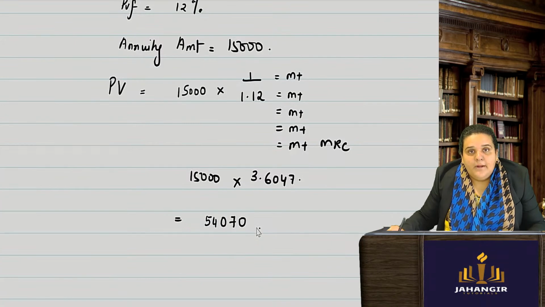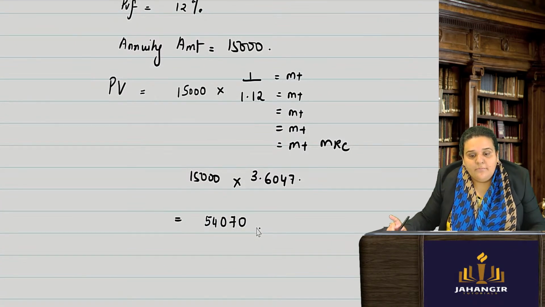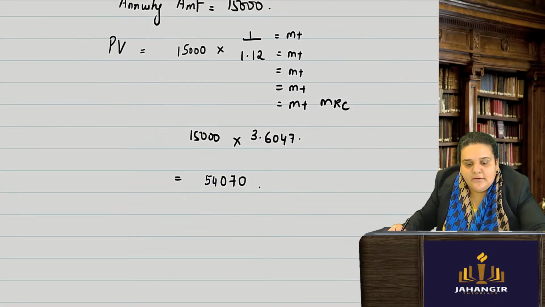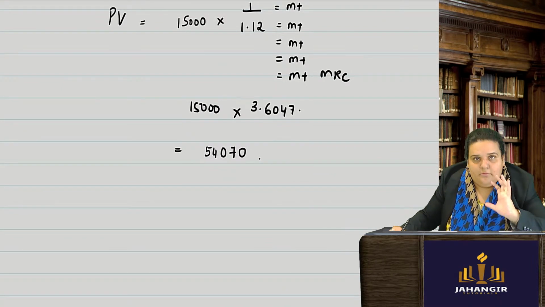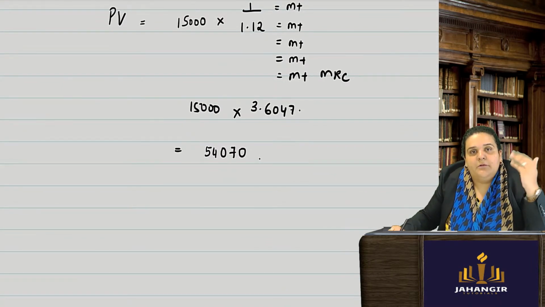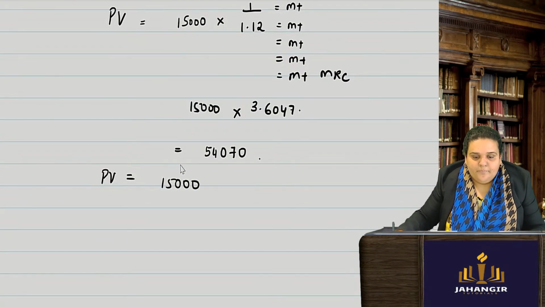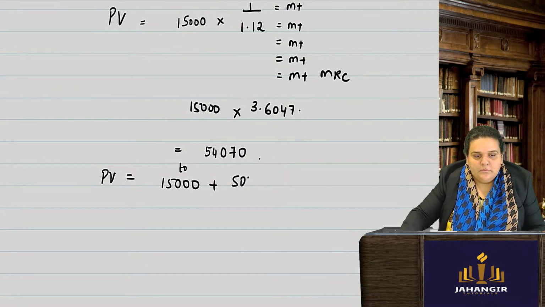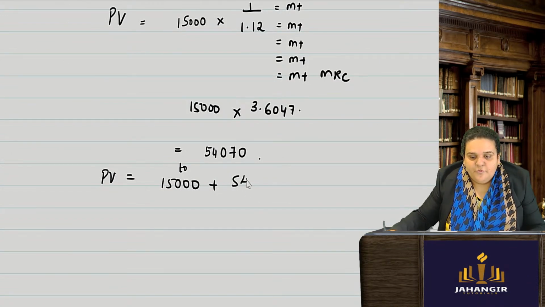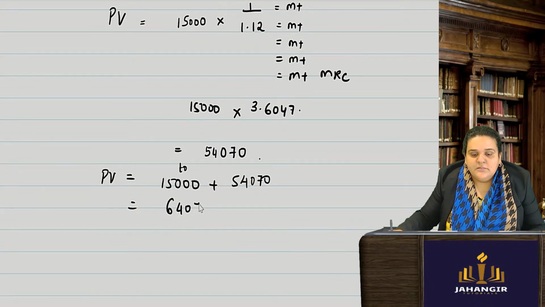But there is also one more. This will be the total payment, the present value of the payments over the next 5 years. But the present value will be 15,000 at T0 plus this 54,070. You have to understand the question also. So it will be 64,070.